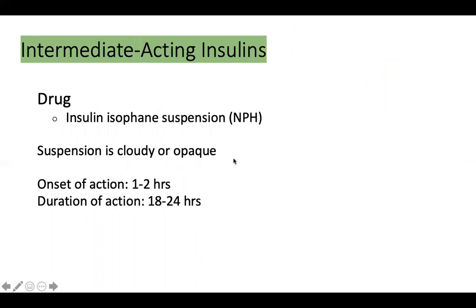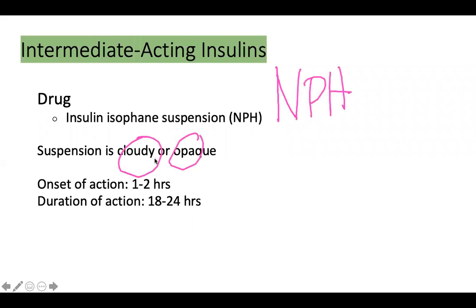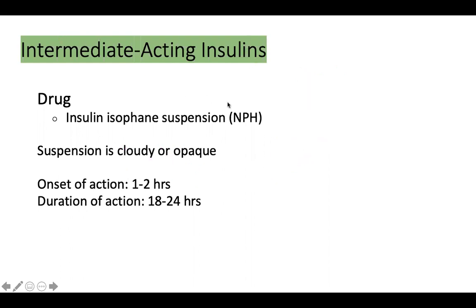And then intermediate acting is this crazy name, insulin isophane suspension, but we call him NPH, like Neil Patrick Harris. So it is cloudy or opaque. It's the only one that's going to be cloudy or opaque, and that's just important to know. The rest of them are clear. So he's just kind of an independent guy. Onset of action is typically 1 to 2 hours, and it lasts a lot longer than the other ones. So it would be 18 to 24 hours.